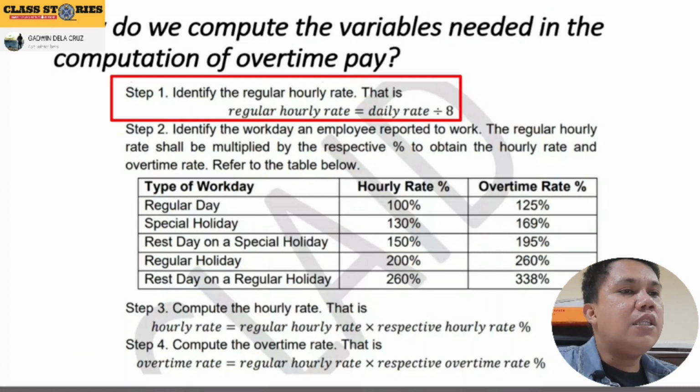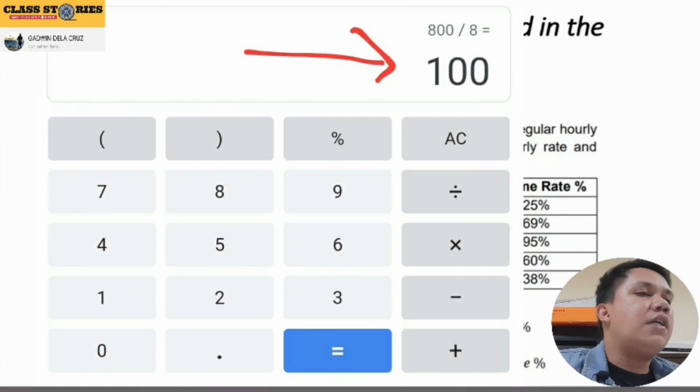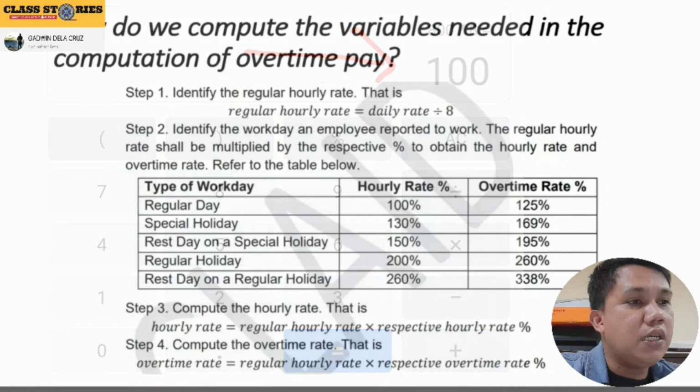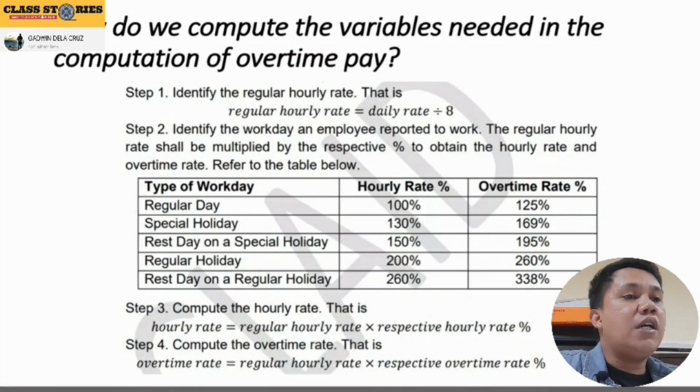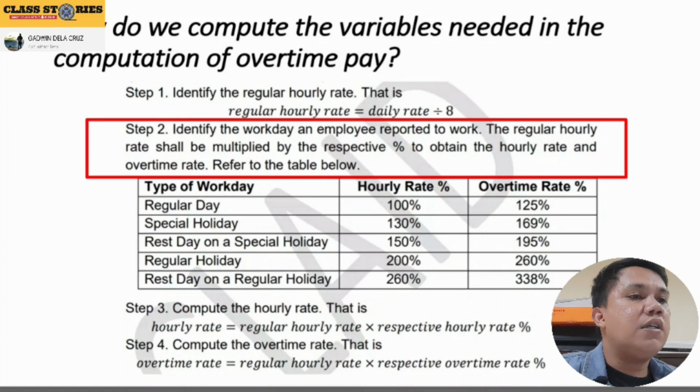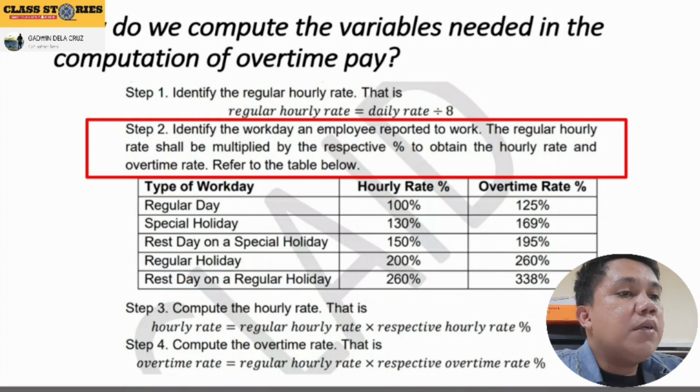Number 1, identify the regular hourly rate, which is equal to daily rate divided by 8. For example, 800 ka sa isang araw, so divide by 8, that is equal to 100 pesos. It means 100 pesos is your regular hourly rate. So step 2, you need to identify the work day an employee reported to work. The regular hourly rate shall be multiplied by the respective percentage to obtain the hourly rate and overtime rate.